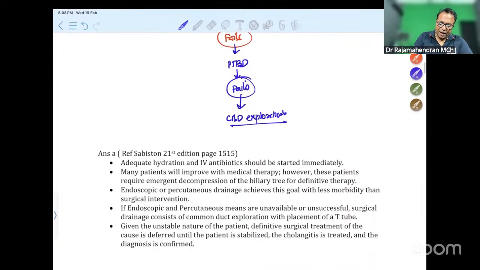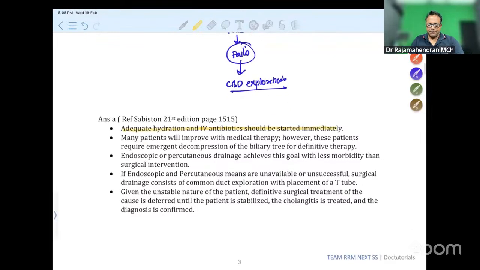So please don't forget adequate hydration. IV antibiotics should be started immediately. Many patients will improve with medical therapy. However, these patients require emergency decompression of the biliary tree. So endoscopy or percutaneous drainage achieves this goal. If endoscopy and percutaneous means are unavailable or unsuccessful, surgical drainage consists of CBD exploration with placement of a T-tube. Given the unstable nature of the patient, definitive surgical treatment of the cause is deferred until the patient is stabilized, cholangitis is treated, and the diagnosis is confirmed.